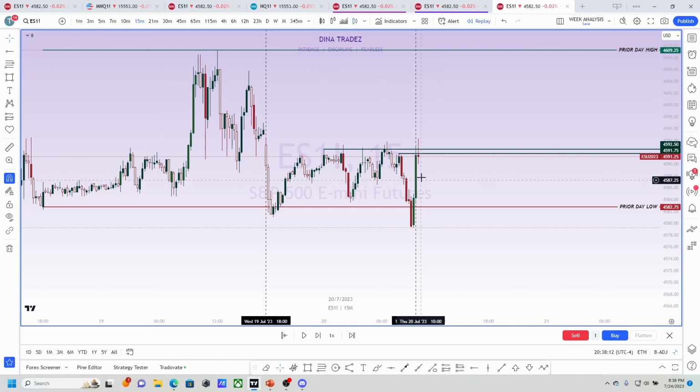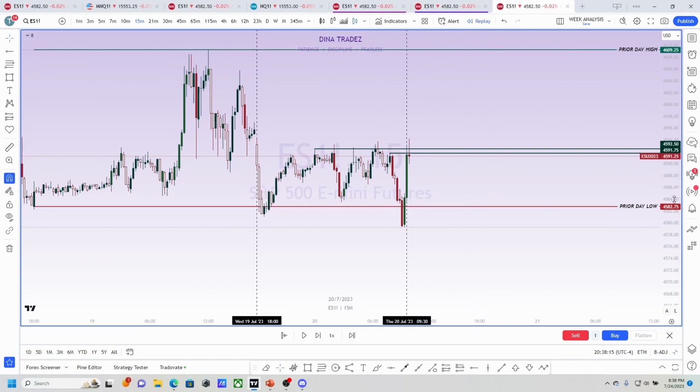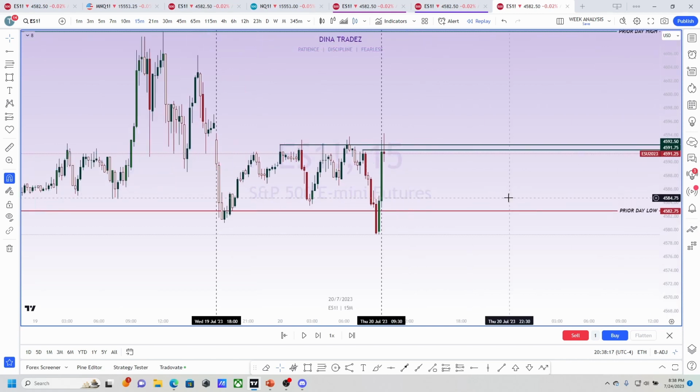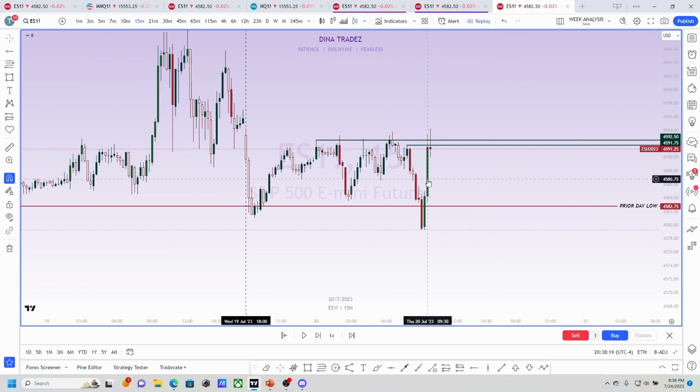Okay, we wake up. And this is where you need candle closes. So it took out this swing high.